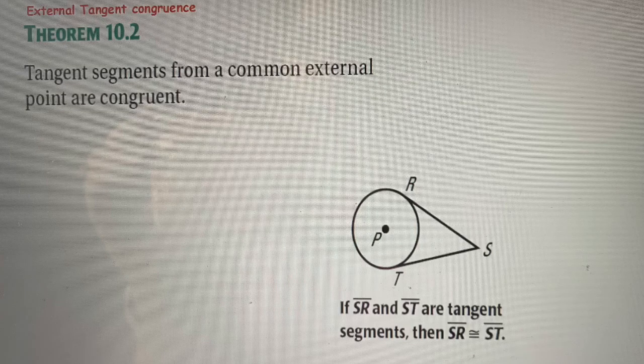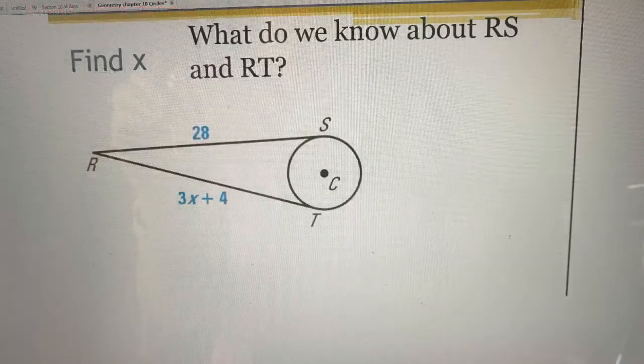This is our second theorem of the day. It's called the external tangent congruence theorem. Tangent segments from a common external point are congruent. So in order for me to find x for this one, I know that 3x plus 4 is equal to 28. And then I would go ahead and solve for x.